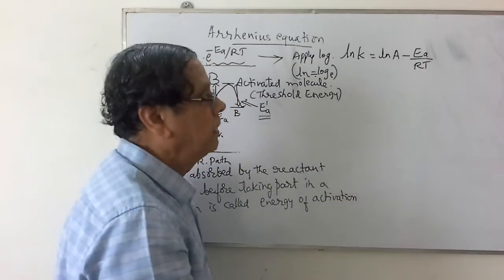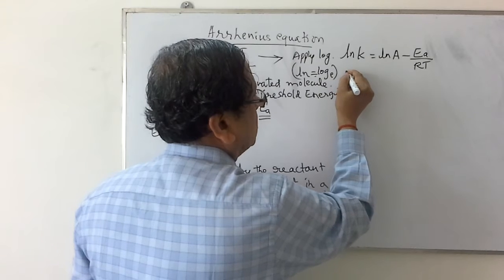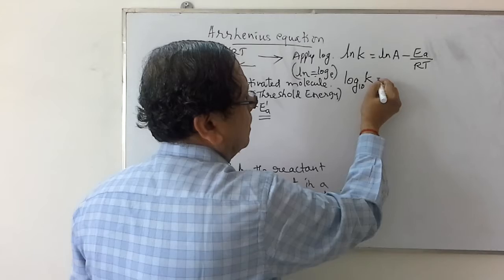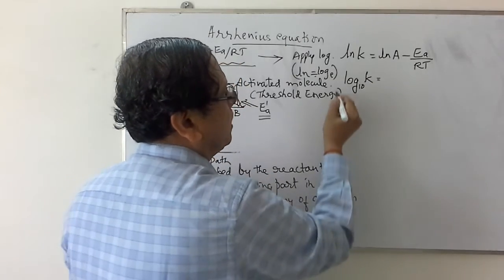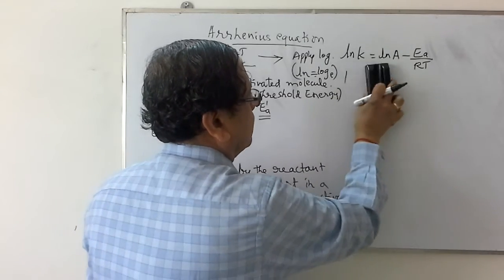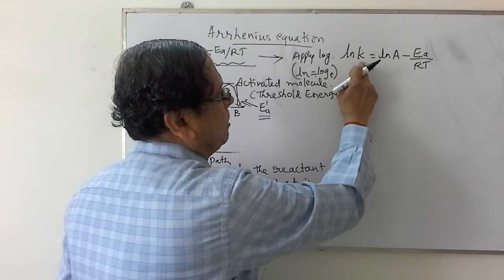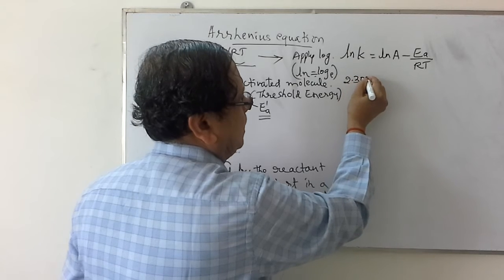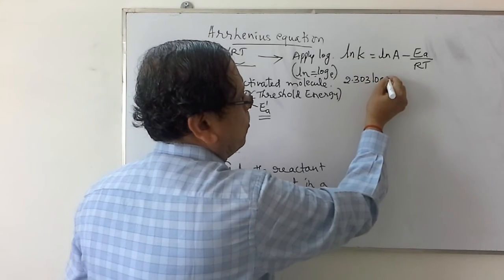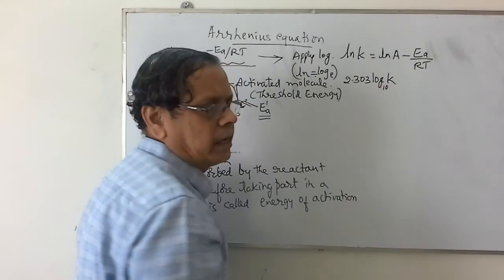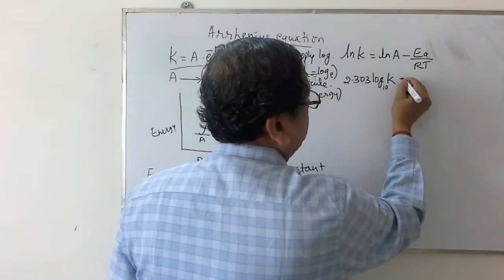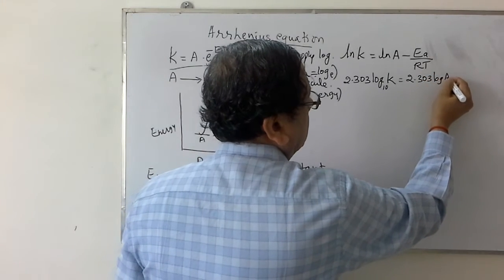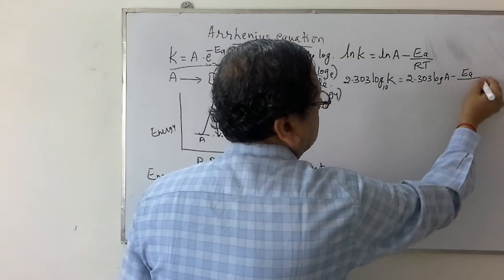Now you convert this to logarithm to the base 10 of k. To do that we have to multiply with 2.303. So to convert this ln, logarithm to the base e, to logarithm to the base 10, we have to multiply with 2.303 log k to the base 10. Similarly we have on the other side 2.303 log A - Ea/2RT.